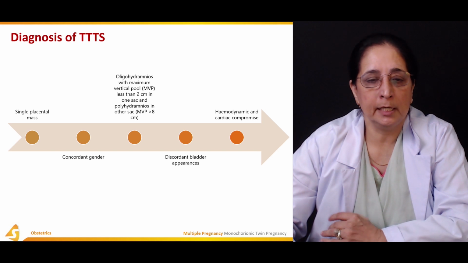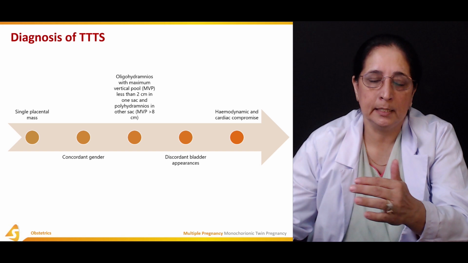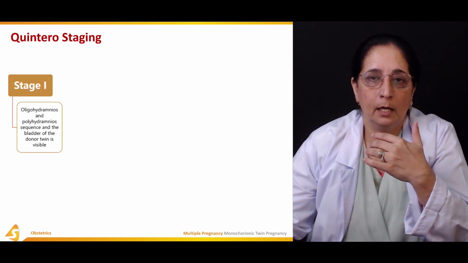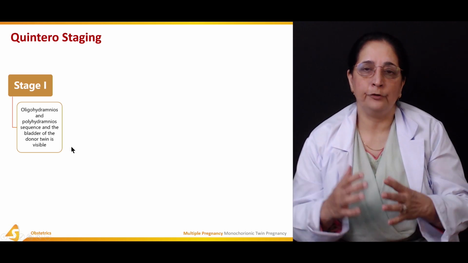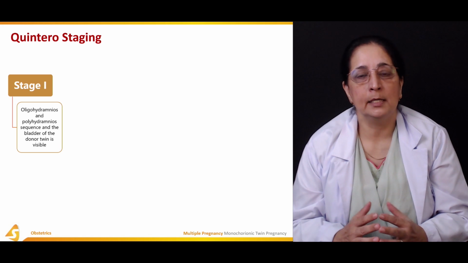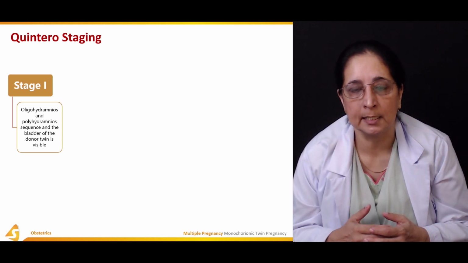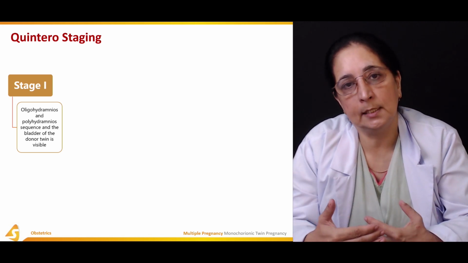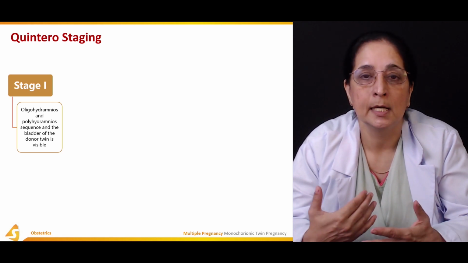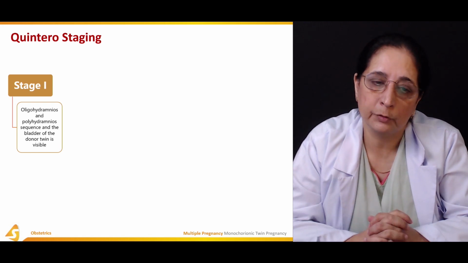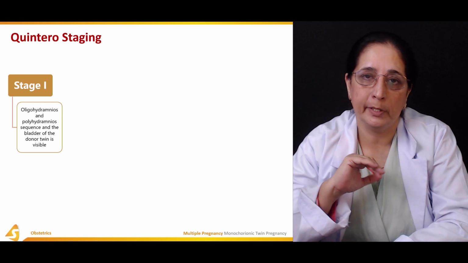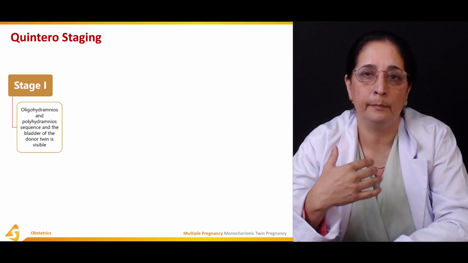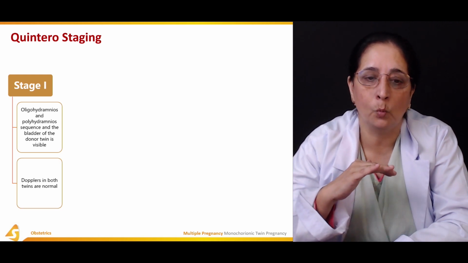Now, Quintero staging. This is the staging of the twin-to-twin transfusion syndrome. In stage 1, there is the oligohydramnios and polyhydramnios sequence, and the bladder of the donor twin is visible. We already mentioned in the previous slide what the oligohydramnios and polyhydramnios sequence is in twin-to-twin transfusion syndrome. But in this first stage, the bladder is visible. Dopplers in both twins are normal. Doppler studies, or study of the blood flow, are normal in both twins in stage 1.